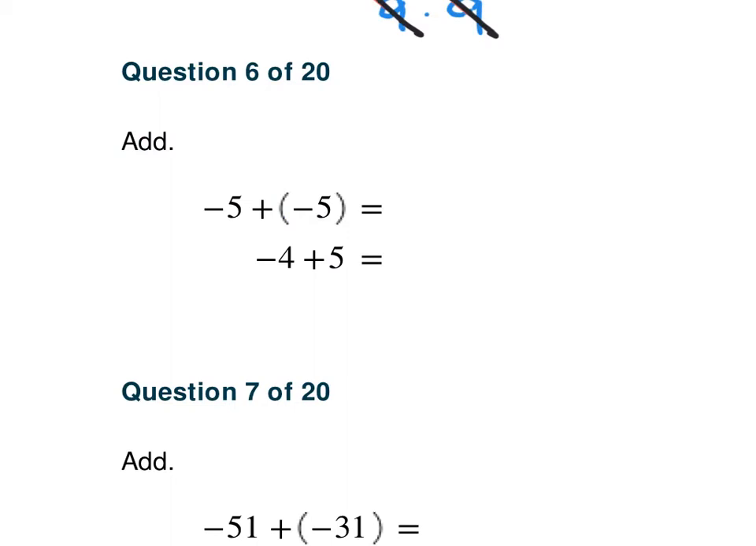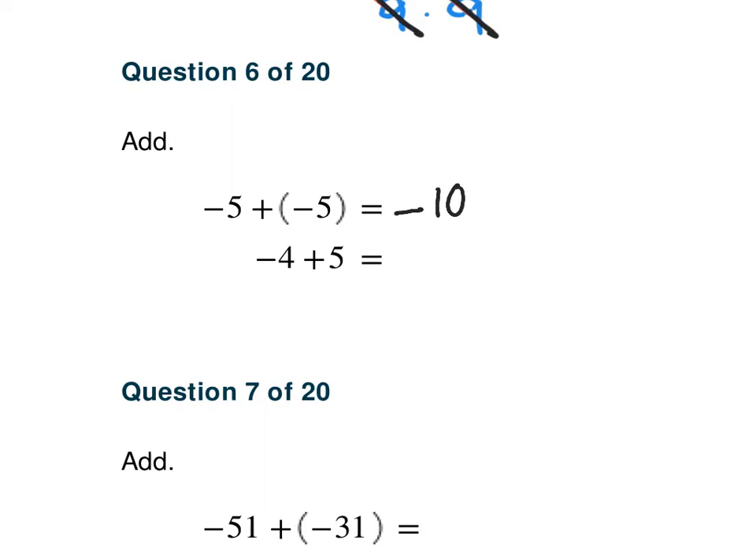So question 6 is asking me to add the following integers. The first one saying -5 plus -5, same sign, so my answer is definitely going to be negative. If I have 5 negatives and I add 5 more negatives to that, I have 10 negatives in all.